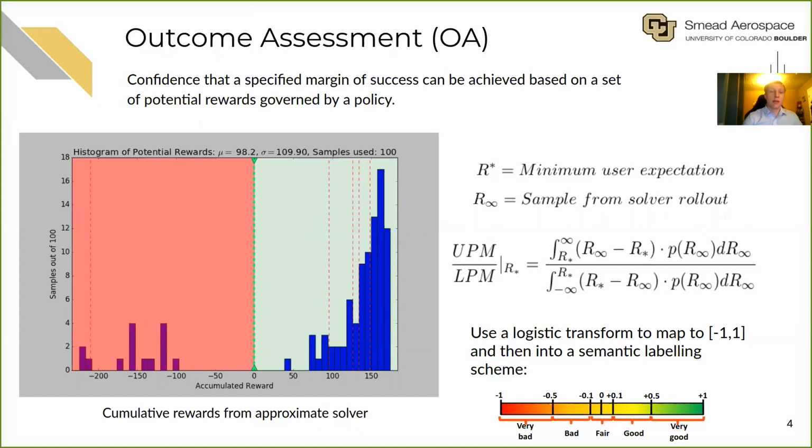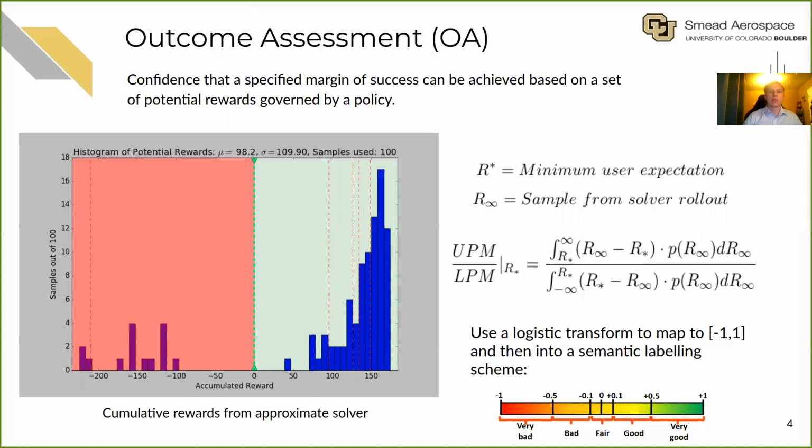From here, we have a minimum user expectation, a cumulative reward that the user expects to achieve at a minimum or surpass, given by R star. On this specific plot, R star is given by this green line, meaning that the user expects at a minimum to achieve 0 cumulative reward through a run through this environment. R infinity is given as just any one of the cumulative rewards that we get through those simulation traces.